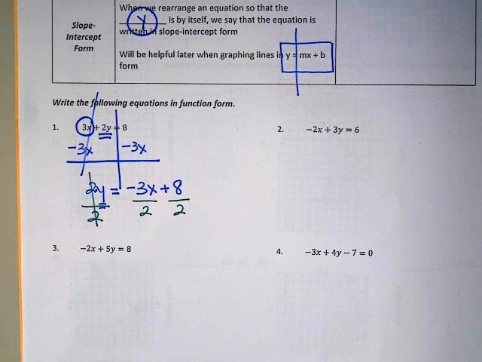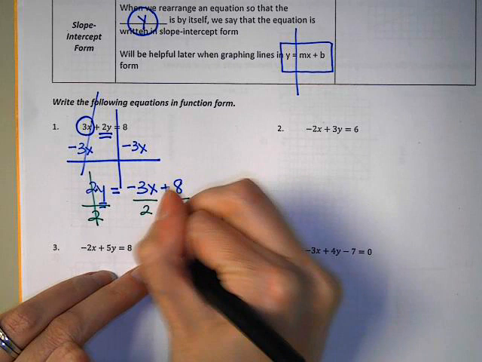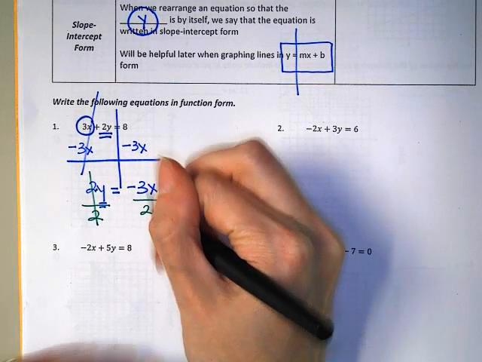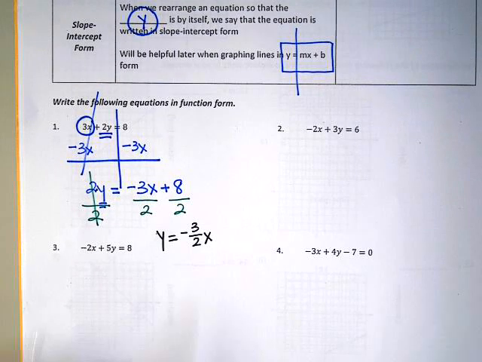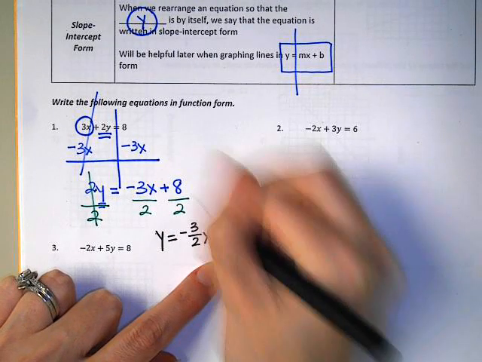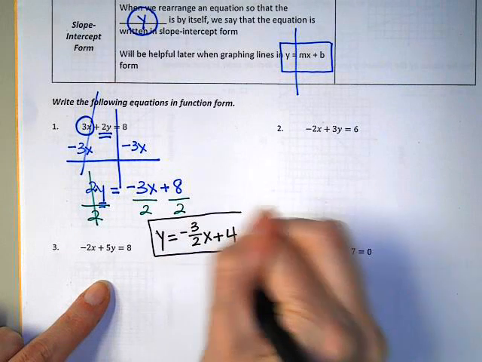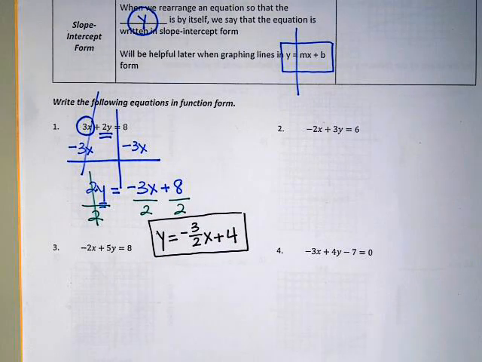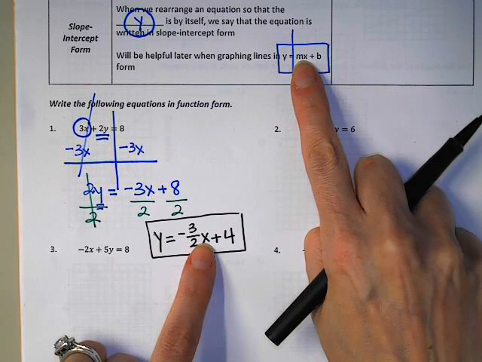And then if we just reduce and simplify, we're done. So final answer, y equals. Now, if this fraction doesn't reduce, you're just going to leave it as a fraction. Negative 3 halves x plus 8 divided by 2 is 4. So if it divides nice, do it. If not, just leave it as a reduced fraction. So do you guys see y equals mx plus b?